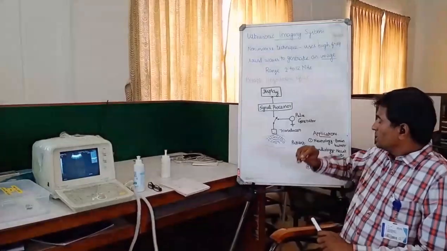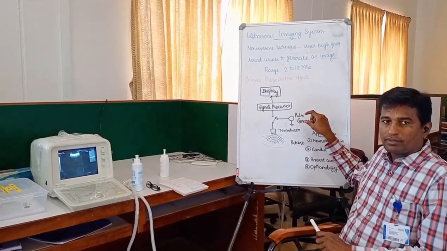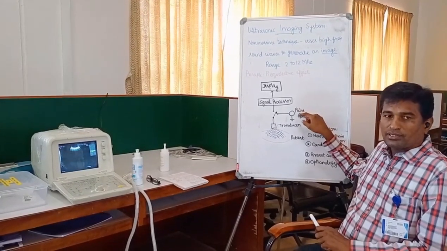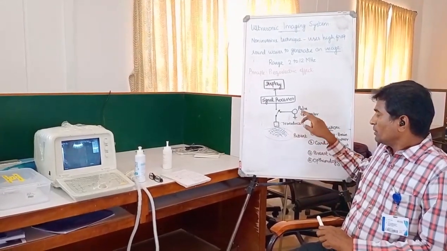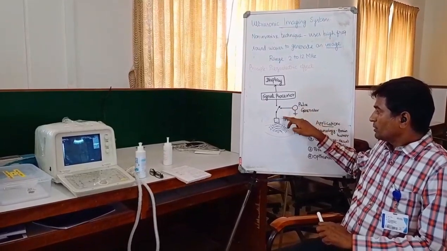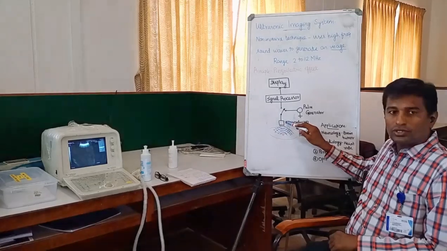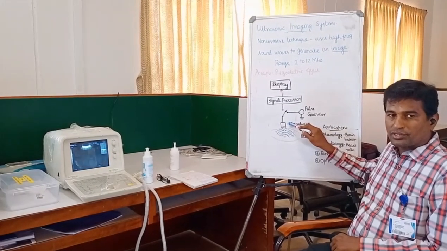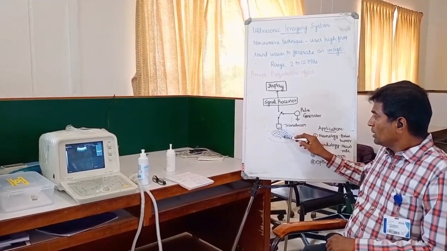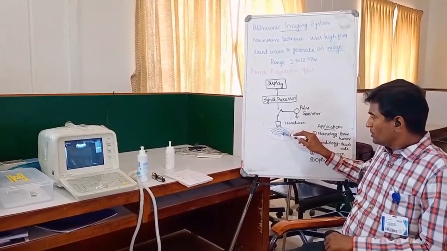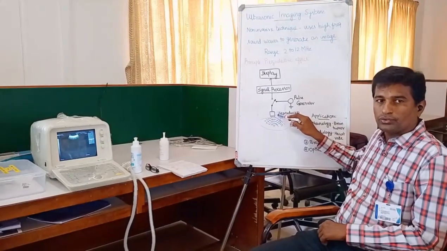And here we will have a pulse generator. For the incoming supply we will use a power transformer, and that supply is given to the pulse generator, which generates high frequency pulses. Now when this high frequency pulse is given to the transducer, it causes the transducer to deform, which causes vibration, and it produces sound waves that pass through the patient. And once it hits an organ, it gets reflected back to the transducer.